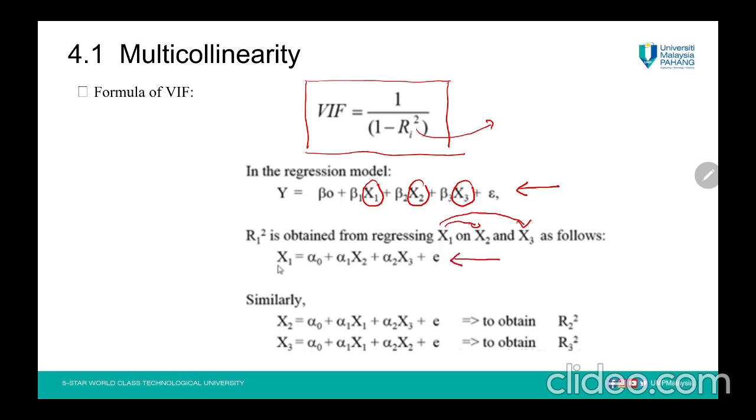Similarly, R2 squared is obtained from regressing X2 on X1 and X3. And R3 squared we can get from regressing X3 on X1 and X2.